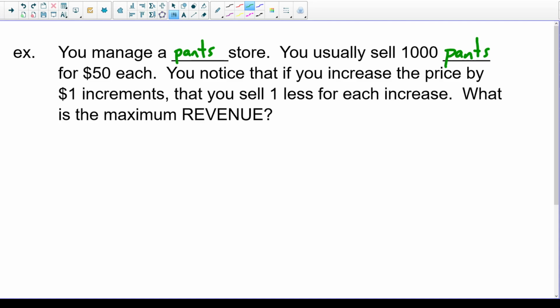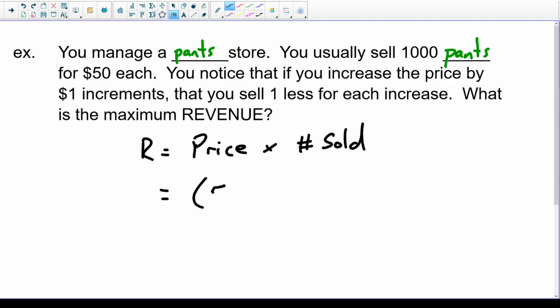This is a revenue question. So you manage a pants store. You usually sell 1,000 pants for $50 each. You notice that if you increase the price by $1 increments, that you sell one less for each increase. What is the maximum revenue? So at the time, I had introduced the idea that revenue is equal to price times the number you're selling. So our original price is $50 each. Our original number sold is 1,000.